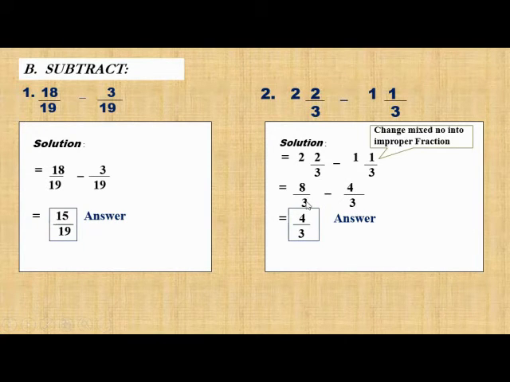Now we can subtract these fractions. 8 minus 4 equals 4 and 3 is here. This is your answer. 4 upon 3 is your answer. Subtraction is so easy compared to addition. Both are easy, but in part B, in question number 1, the denominators are the same, so you have to just subtract the numerators. In question number 2, it is a mixed number. First of all, you have to convert it into an improper fraction and then just subtract the numerators and you get the answer. I hope you all understand part A, find the sum of, and part B, subtraction.